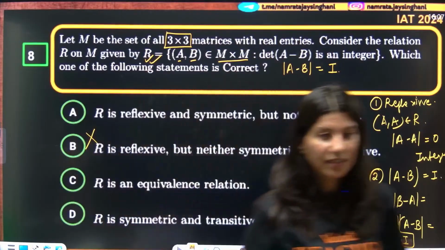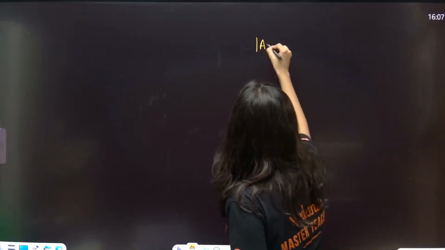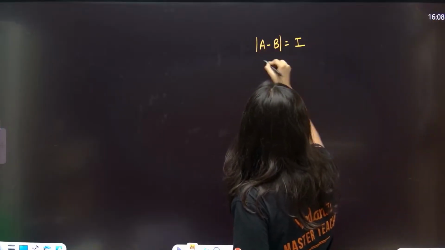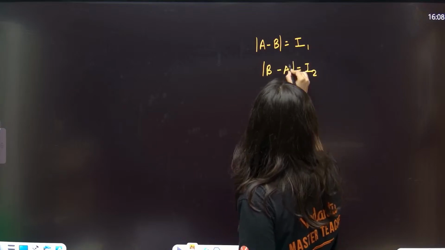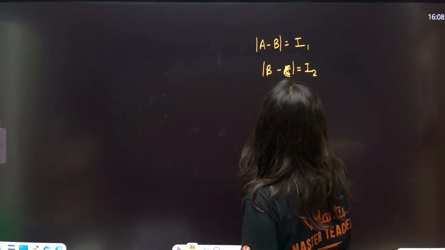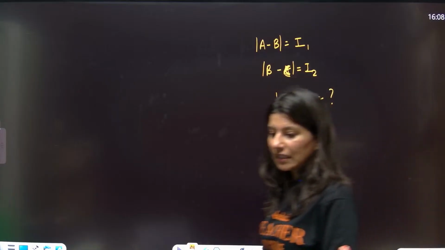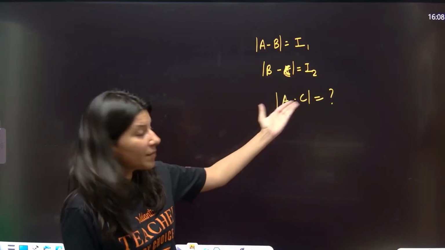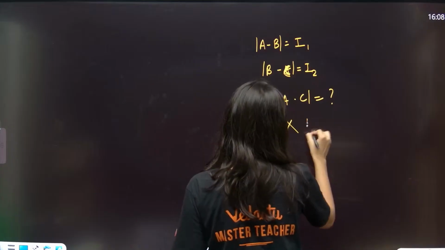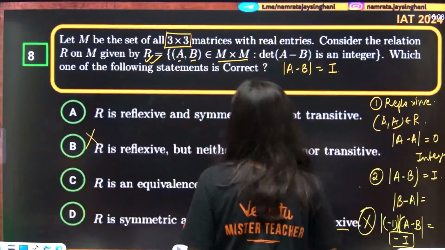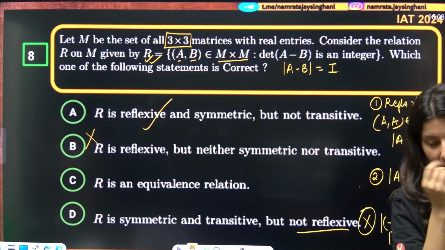Now the whole thing is either A or C. So we need to check the transitive thing. See, transitive means that if A minus B is an integer and B minus C is another integer, then is A minus C an integer? Not necessarily. I don't have anything to prove that A minus C is an integer. So this is actually non-transitive. So option A is absolutely correct. R is reflexive and symmetric, but not transitive. Everybody, yes, getting it?